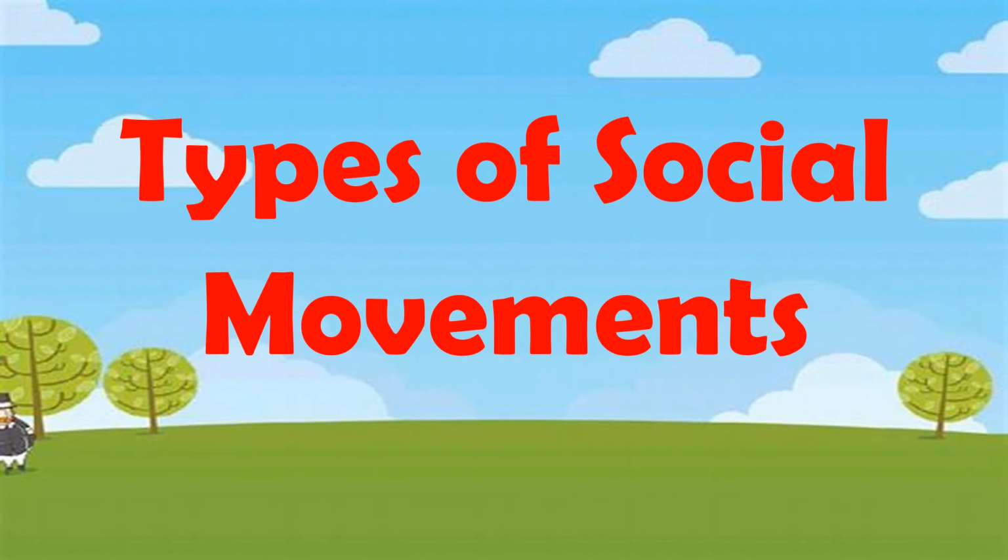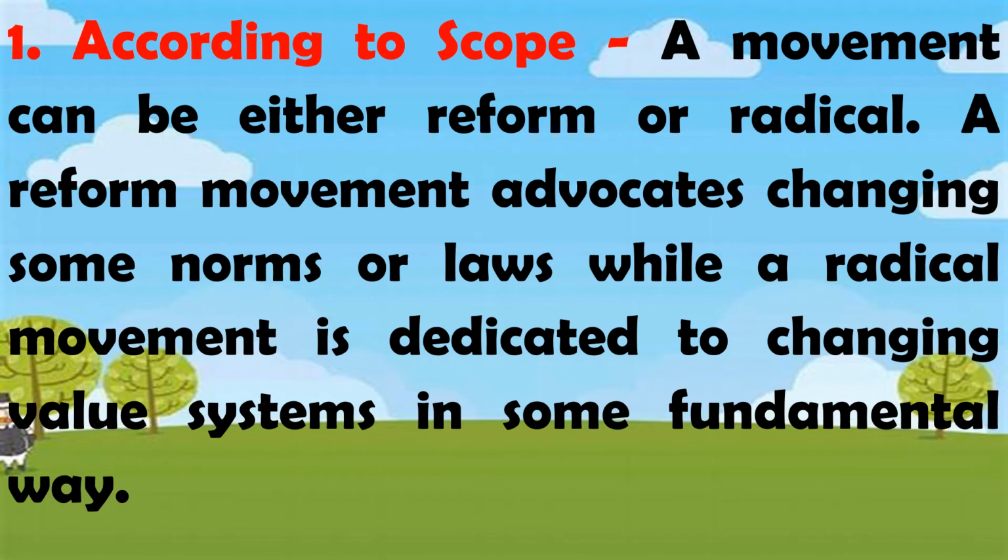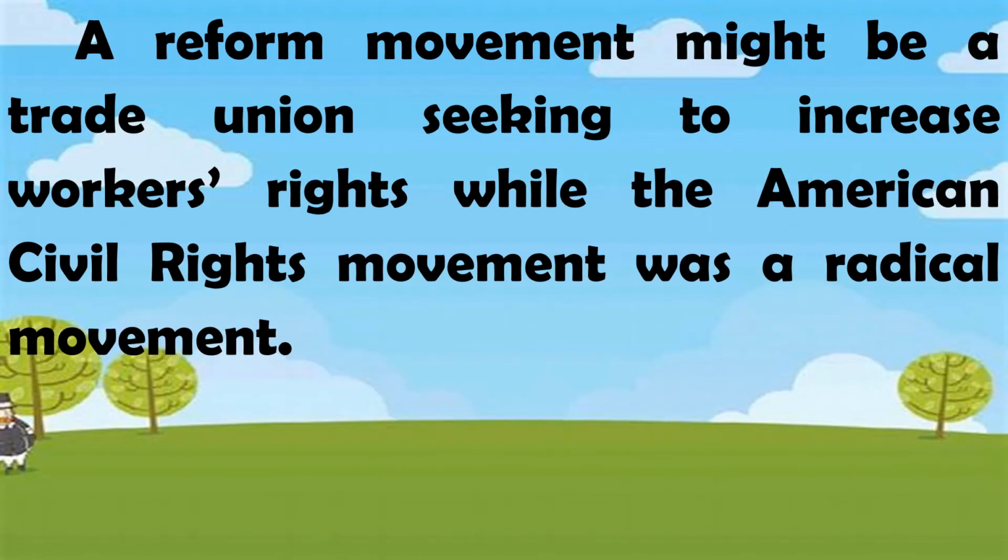Types of social movements. First, according to scope, a movement can be either reform or radical. A reform movement advocates changing some norms or laws, while a radical movement is dedicated to changing value systems in some fundamental way. A reform movement might be a trade union seeking to increase workers' rights, while the American Civil Rights Movement was a radical movement.